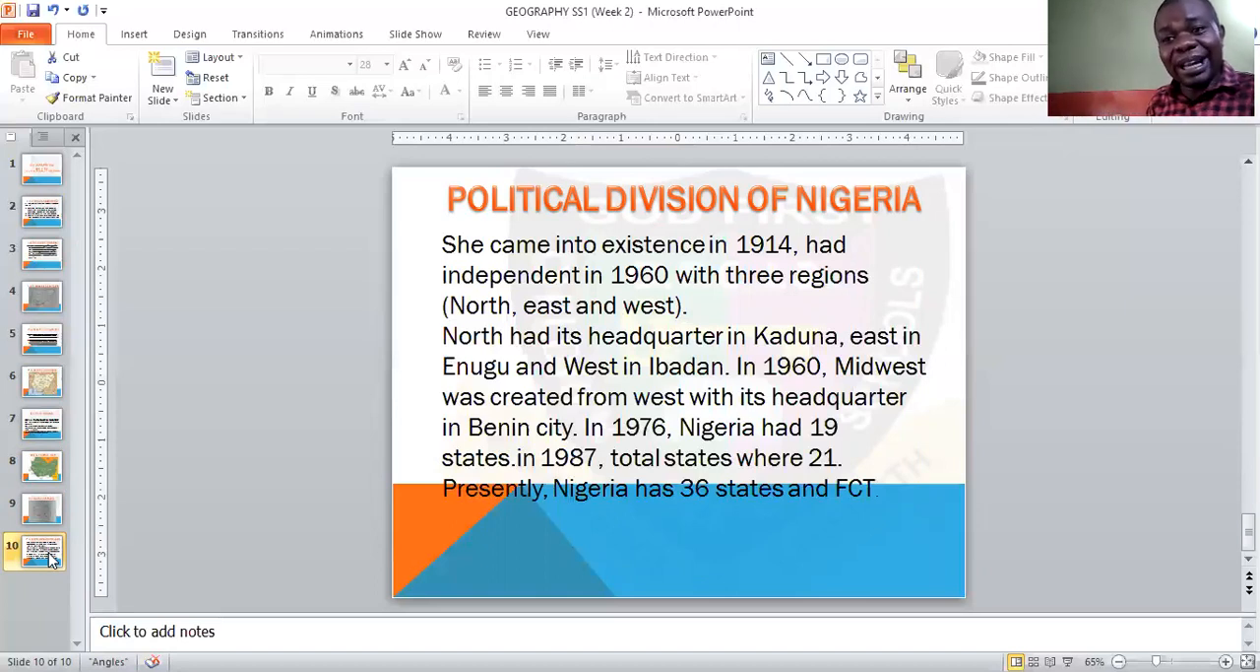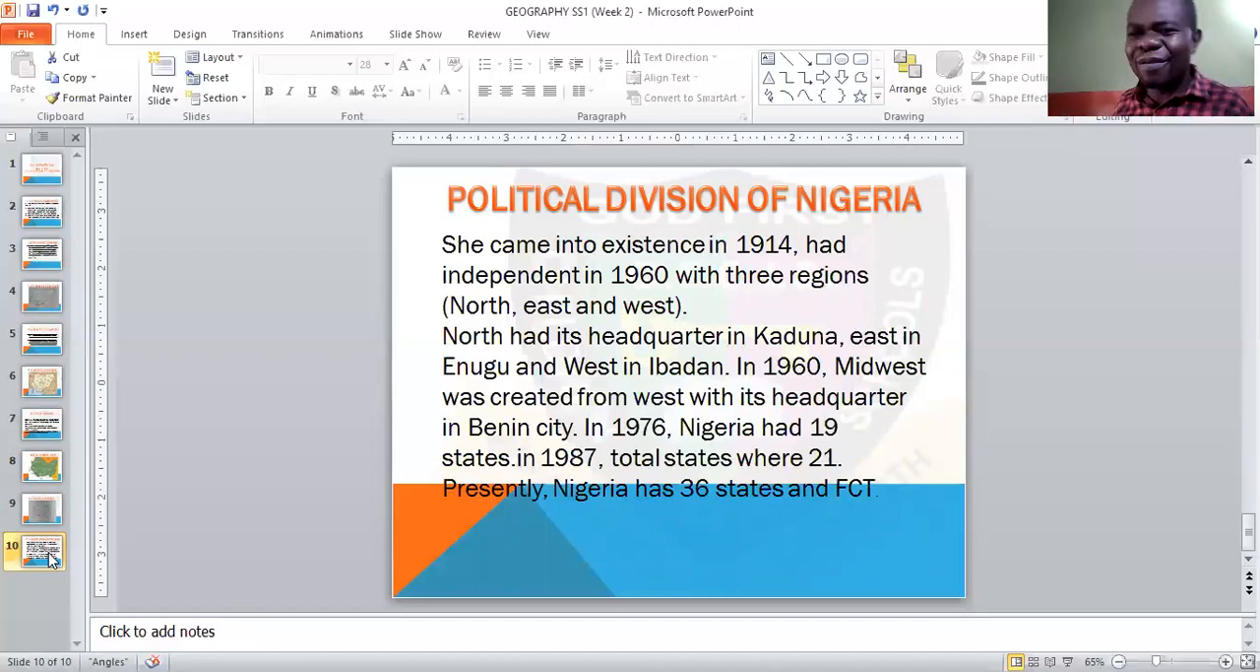Then it was called Benin, Bendel State. And Benin is still the headquarters. So the Midwest was formed. The Midwest was created out of the West, that is out of the region that Ibadan was heading. The Midwest was removed, making Benin another headquarters.